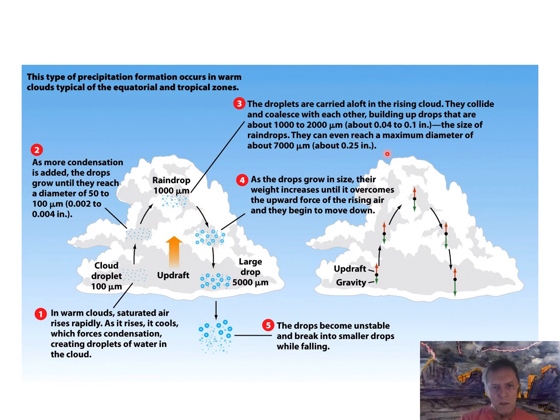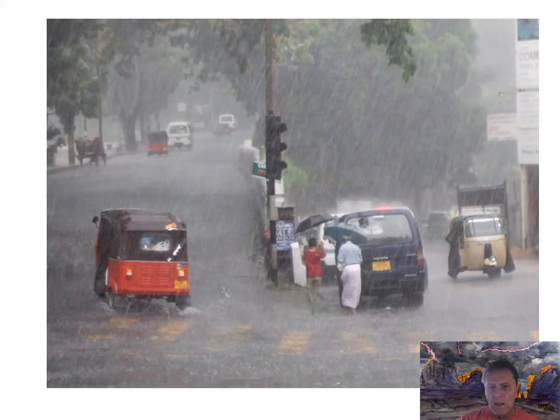Okay, you can read this at your leisure. As more condensation is added, the drops grow. Drops are carried higher and higher, they collide and bump into each other, they build up larger drops. Drops get to a large size, they just start dropping down through the cloud from gravity and come out as big water raindrops, like you see here. This is a tropical downpour in some tropical Asian country.